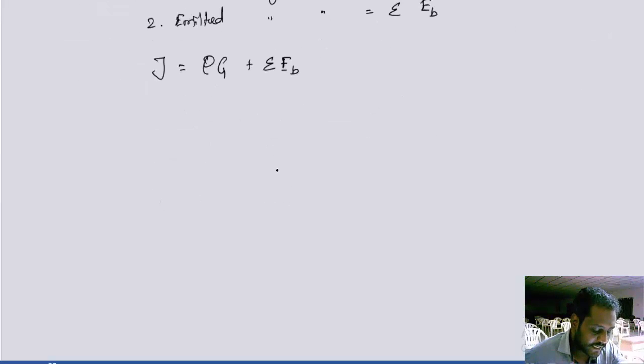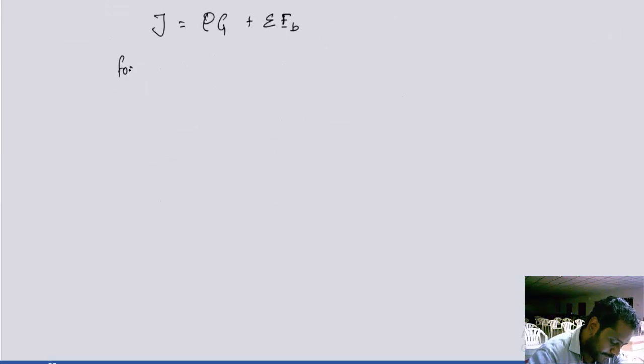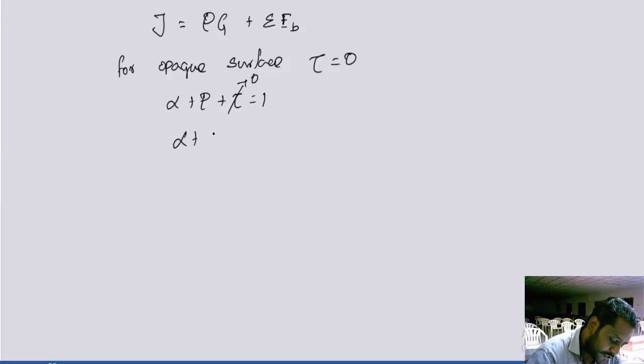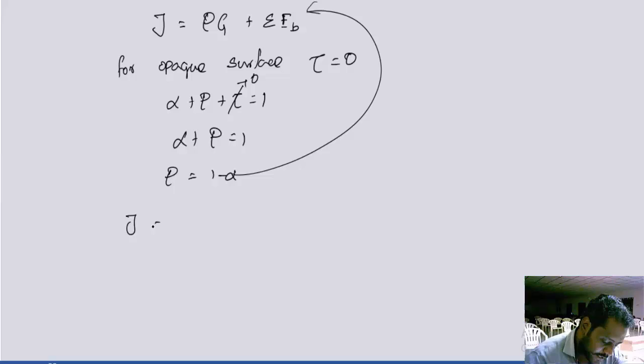Now consider an opaque surface. For an opaque surface, the transmissivity tau equals 0. You know that alpha plus rho plus tau equals 1. Since tau is 0, alpha plus rho equals 1, which can be rewritten as rho equal to 1 minus alpha. Substituting this in the equation, we get J equal to (1 minus alpha) into G plus epsilon into EB.